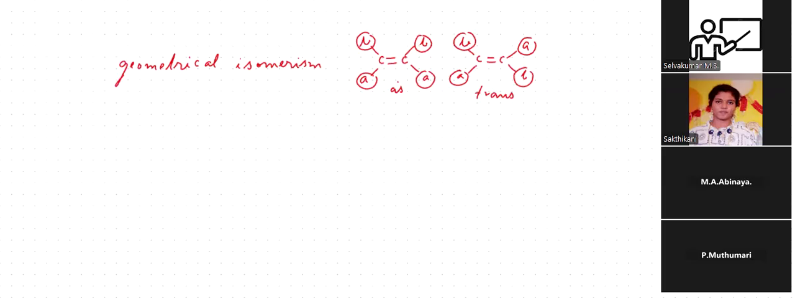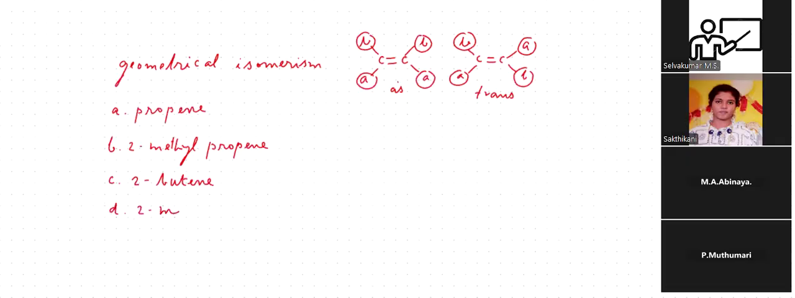A, propene. B, 2-methyl propene. C, 2-butene. D, 2-methyl 2-butene. So as I've already told you, first write the structural formulas.